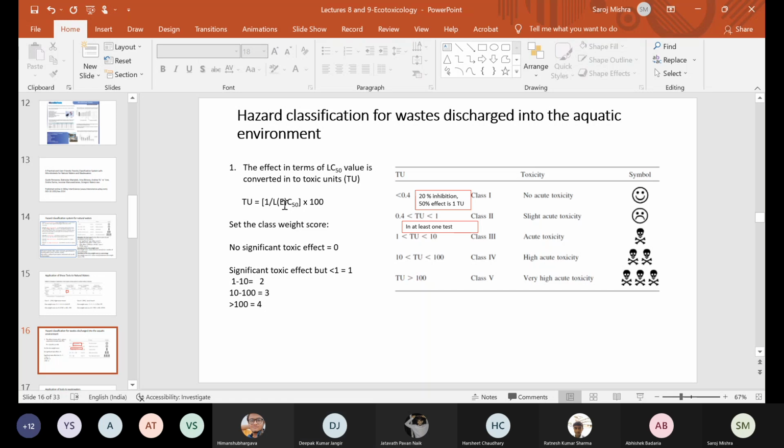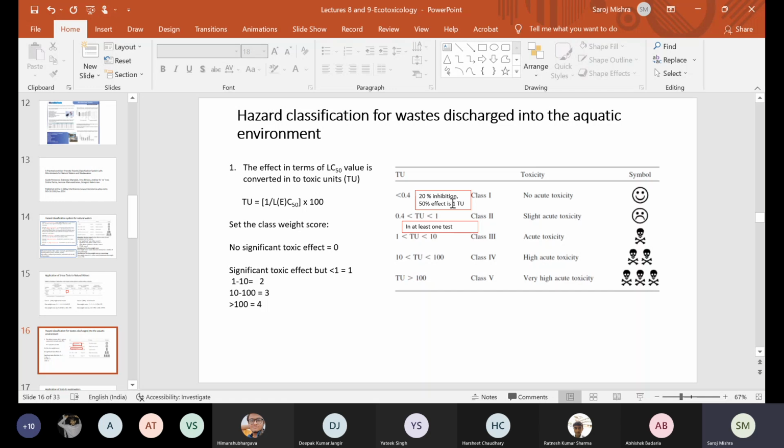Ma'am, what does that line mean, 50% effect is 1 TU? I could not understand. Okay. That means 50% inhibition, because you remember that in each category you are saying 50% mortality of the test organism. So if there is a 50% mortality at that particular dilution, then in terms of the toxicity unit, that number, 50% PE, gets translated into 1 TU. It is equivalent to 1 TU. Is that clear? Okay, ma'am.